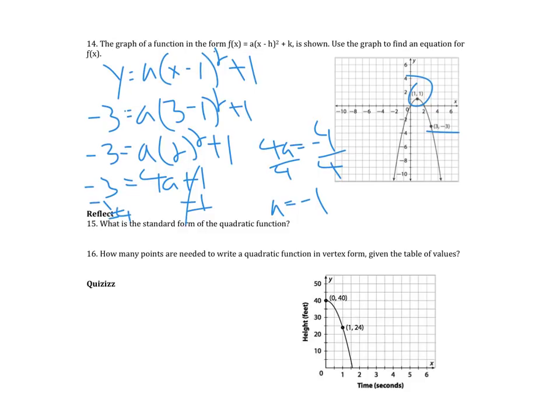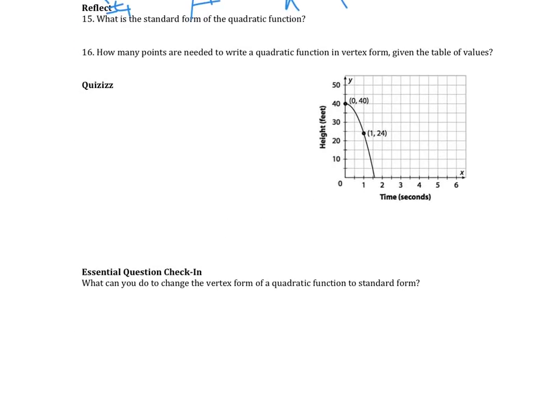All right, reflection questions. What is the standard form of the quadratic function? How many points are needed to write a quadratic function in vertex form given the table of values? And then work on your quizzes. Don't forget that so you can get full credit on your notes.